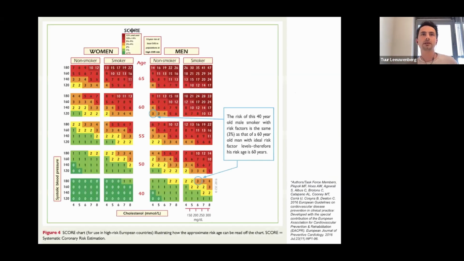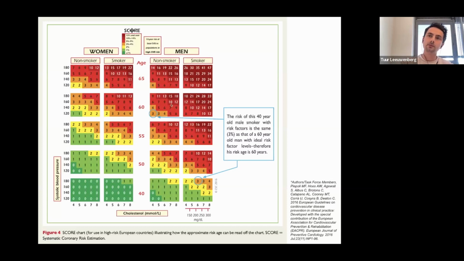So this is an example of a prediction model visualized here. This is the SCORE model, and it can give you the 10-year risk of a fatal cardiovascular event. So, for example, let's assume you're a man between 60 and 65 years old, and you have a certain cholesterol, which is here on the bottom. You can observe that you're in this group for the cholesterol level.